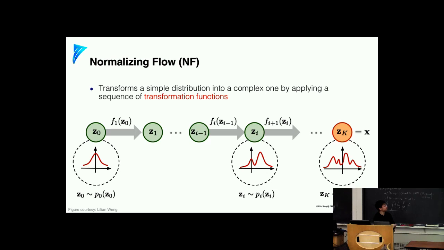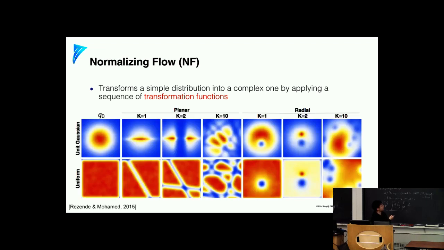Here's a visualization of this process. We start with a very simple distribution, like a unit Gaussian. Then we apply a sequence of transformation functions, f1, f2, up to fk. In this process, we increase the complexity of the distribution, and in the end, we can basically get whatever distribution we want. Here's another example in practice. Starting with this unit Gaussian, we apply these transformation functions and get more and more modes in the distribution, and in the end, we get this distribution. Likewise, in the uniform case, we start from this and we get this.